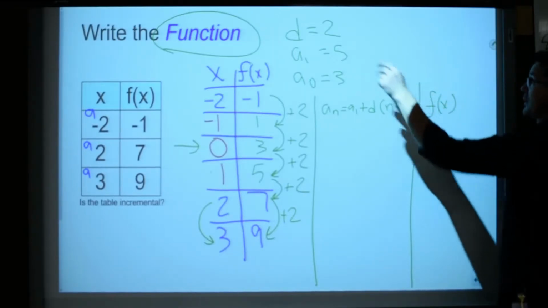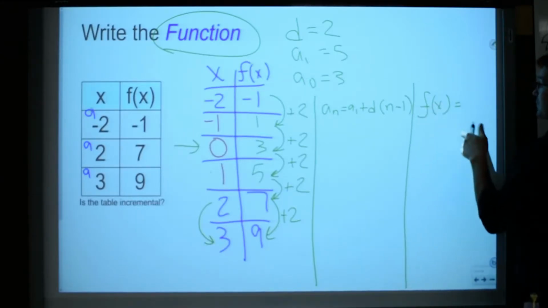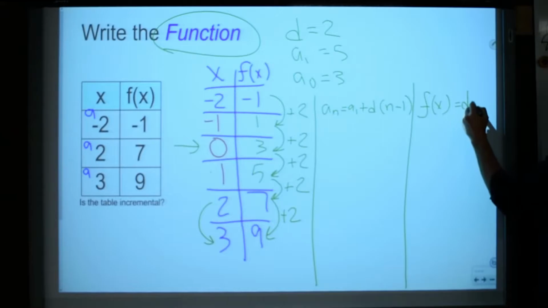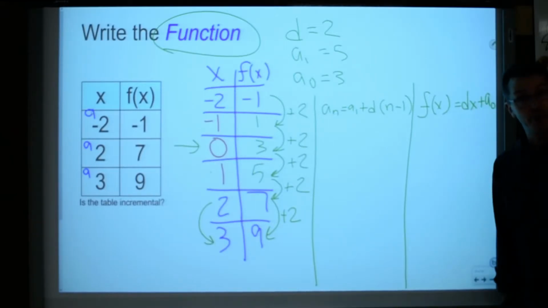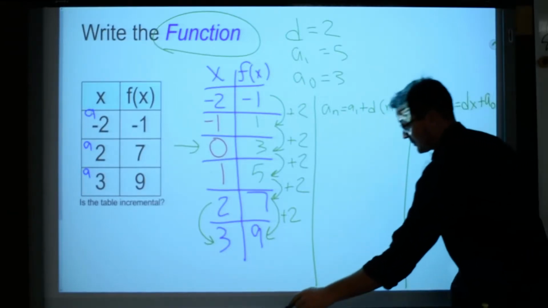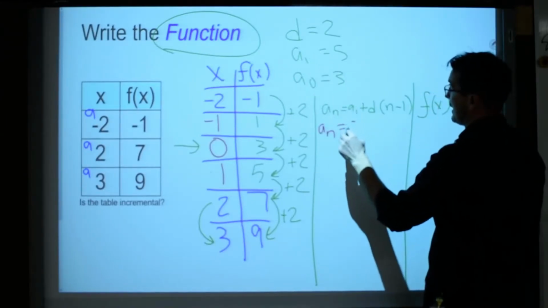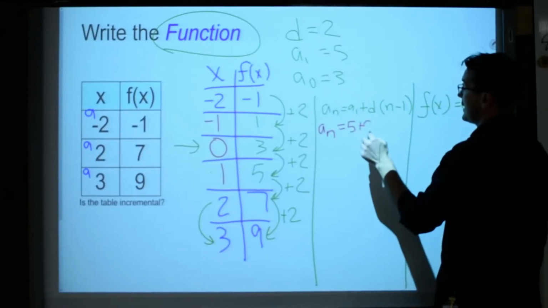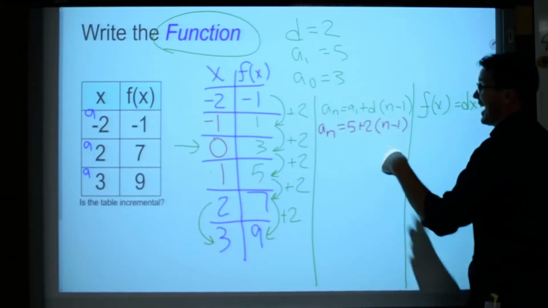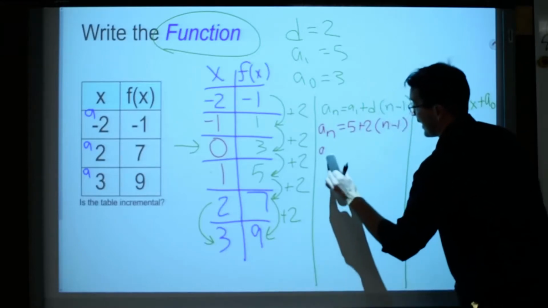If this is linear, because it's a common difference, then it's f of x equals dx plus a sub 0. And this should be in your notes from earlier on in this unit. So I have 2 choices. Here, I can substitute in and say, okay, a sub n equals the first term, which is 5, the difference, which is 2, times n minus 1, and then simplify by doing it and turning it to f of x.